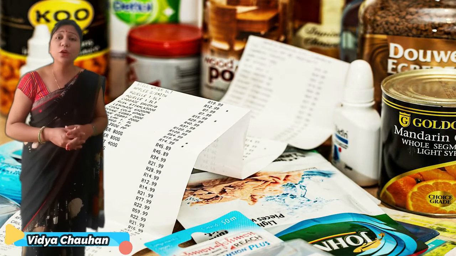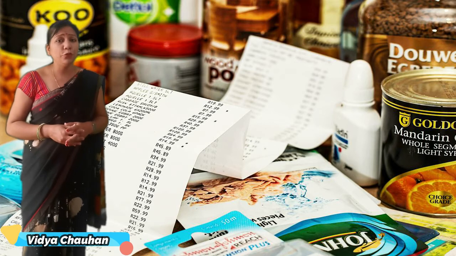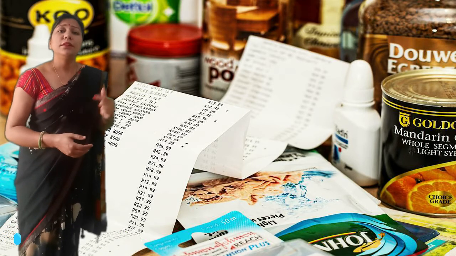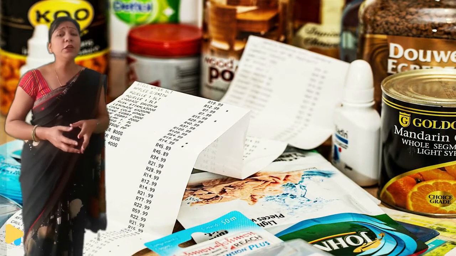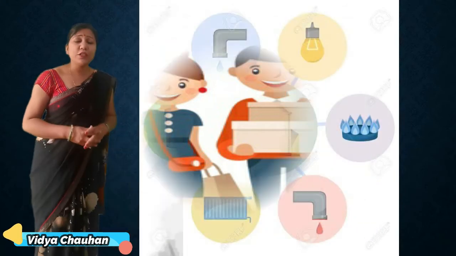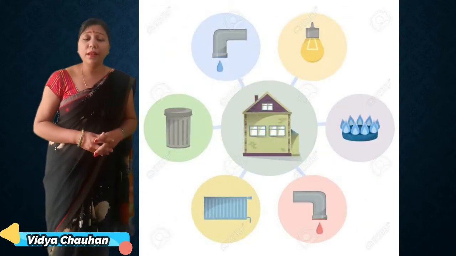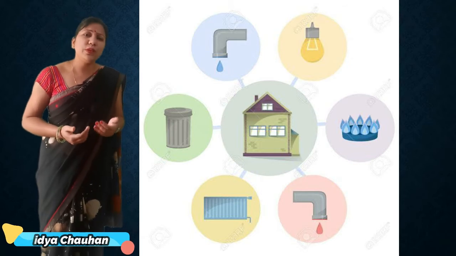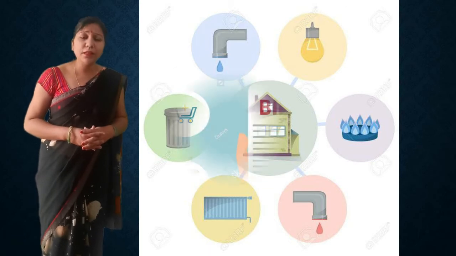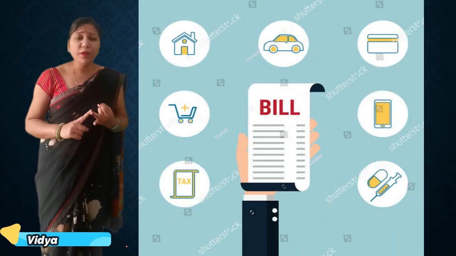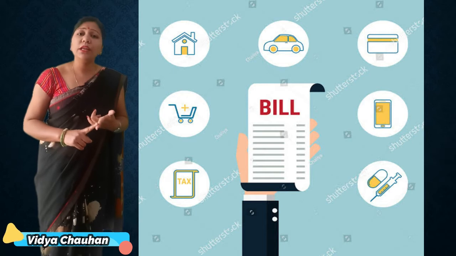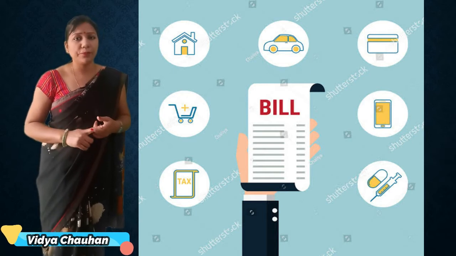Now, what is this whole process? This whole process in which we have used a small sheet of paper to calculate the quantities, the rates, and the total price, that is called a bill. Now, if we talk about a bill, we have different kinds of bills which we see when we go to the market or for any other goods purchasing. For example, it can be your electricity bill, your water bill, any goods bill, your shopping list bill, or your school fee bill, right?